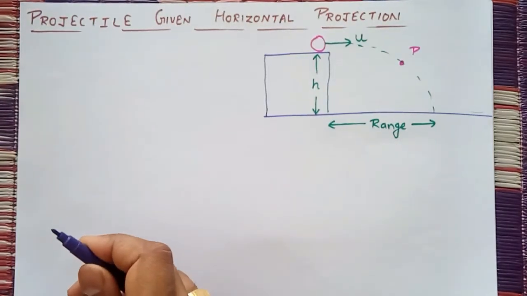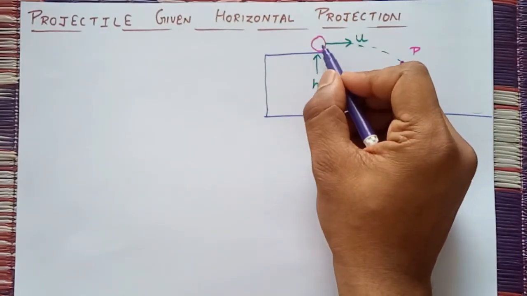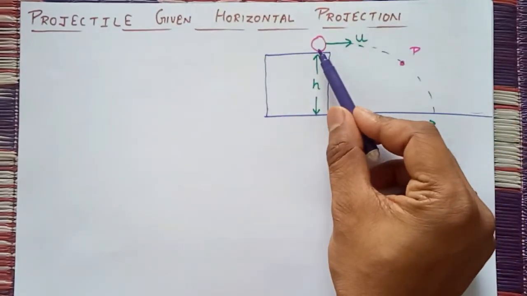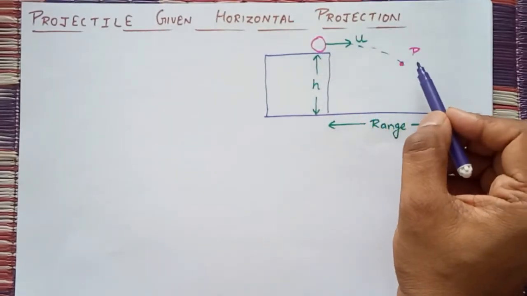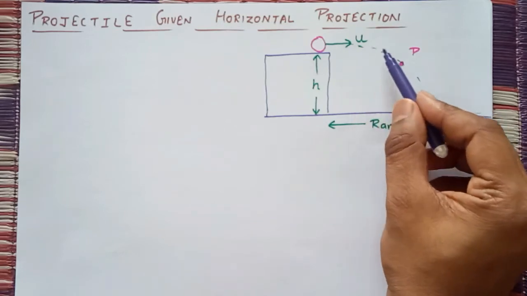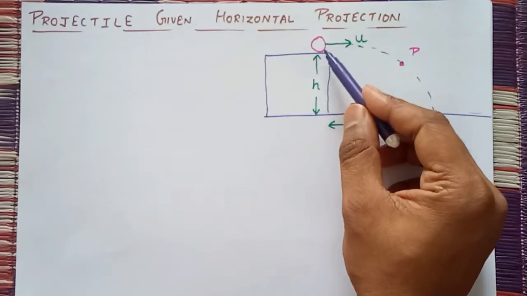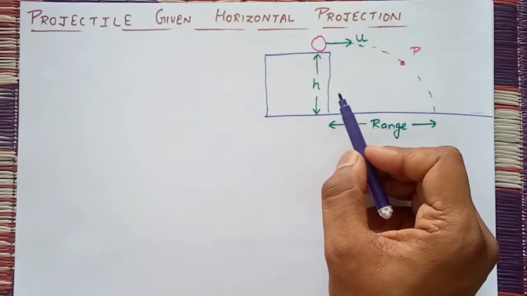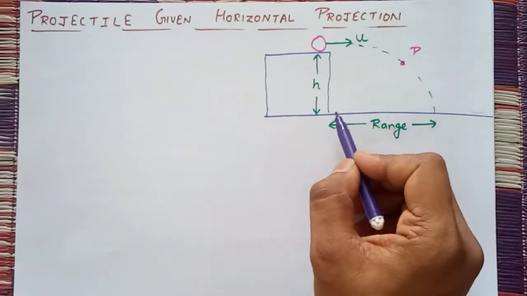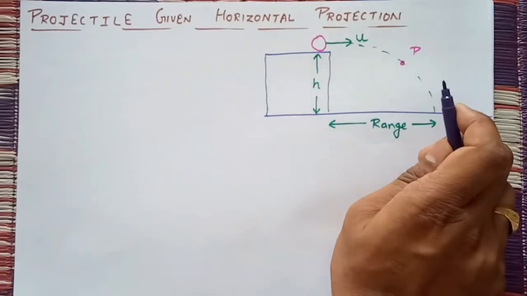Projectile given horizontal projection. Suppose this one is a projectile such that its radius is negligible and we are throwing it horizontally with initial velocity u, and this is a particular point P in between its trajectory, or I can say in between its path. The height of this block, or I can say this total height, is small h, and the horizontal distance between the starting point and the final point of the projectile is known as range.